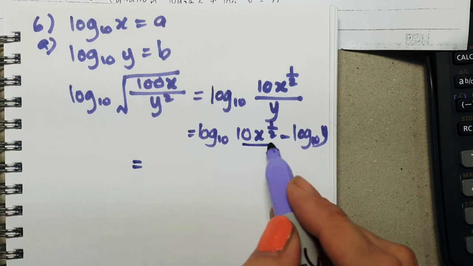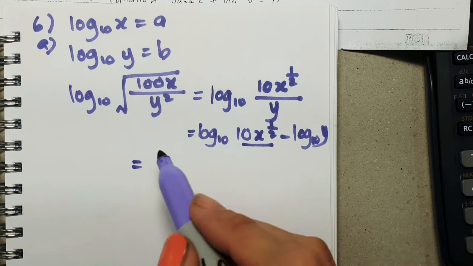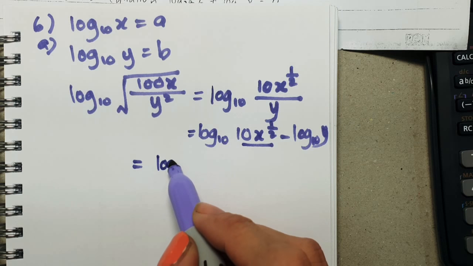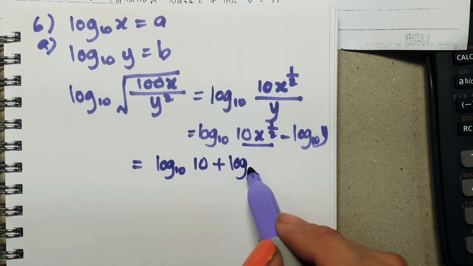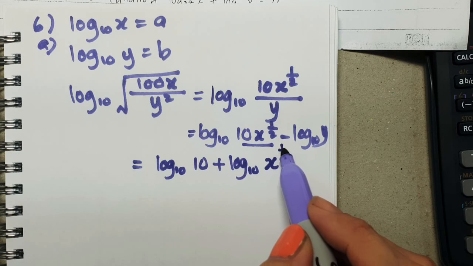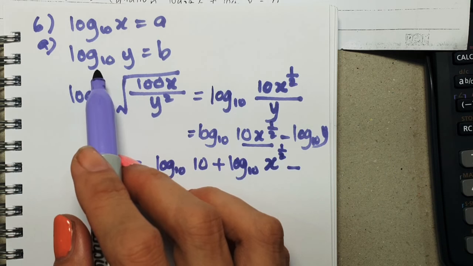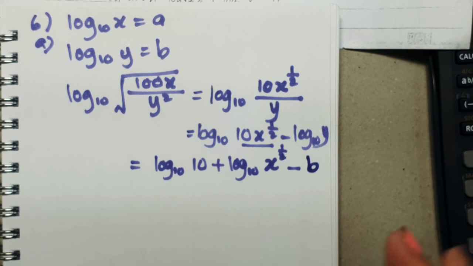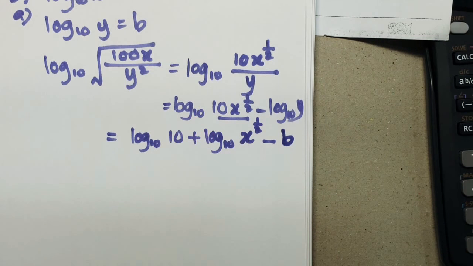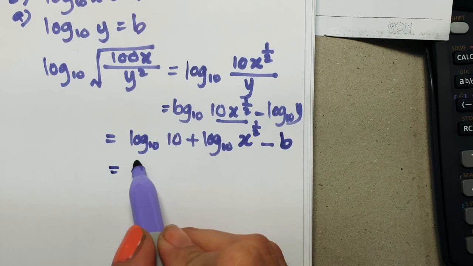Then this one is the log of a product. So when it is log of a product, we will have log base 10 of 10 plus log base 10 of x to the power of half minus log base 10 of y. Log base 10 of y is b, so we replace this with b. And at the same time, log base 10 of 10 is 1. So let's write the 1 here.